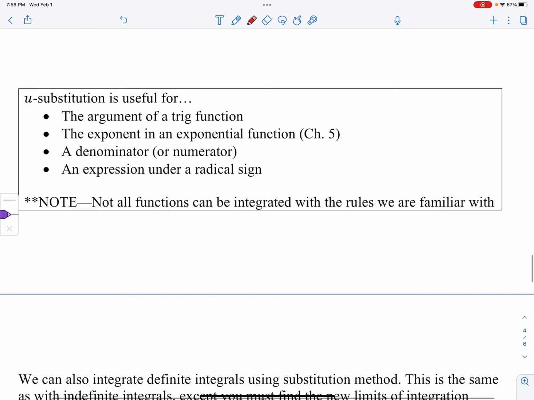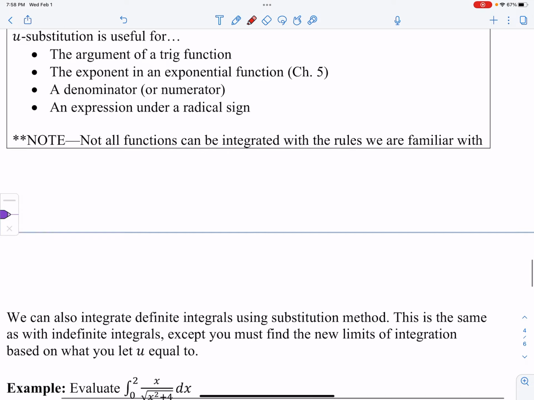Okay, so u substitution is useful for the argument of a trig function, the exponent of an exponential function, which will be chapter 5, a denominator or a numerator, or an expression that's under a radical sign. These are what you can often let u equal to. And again, it's important to remember not all functions can be integrated with the rules we're familiar with.